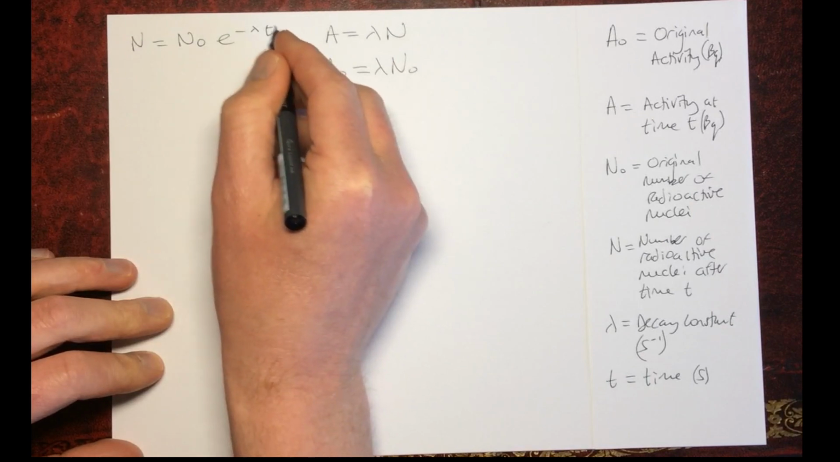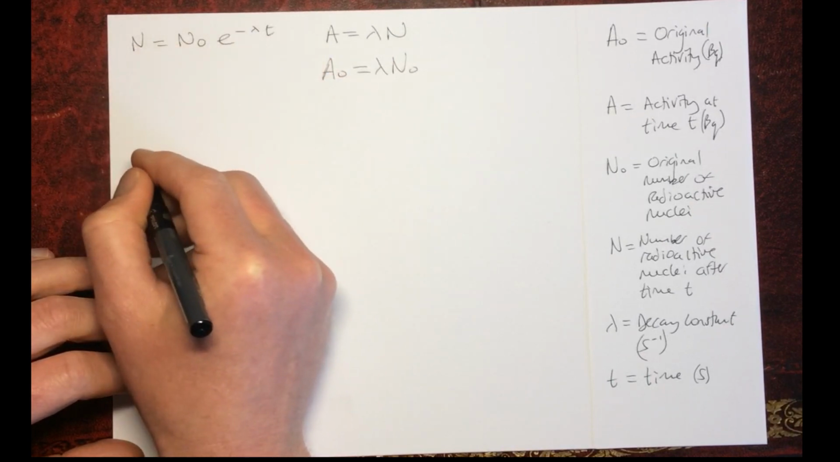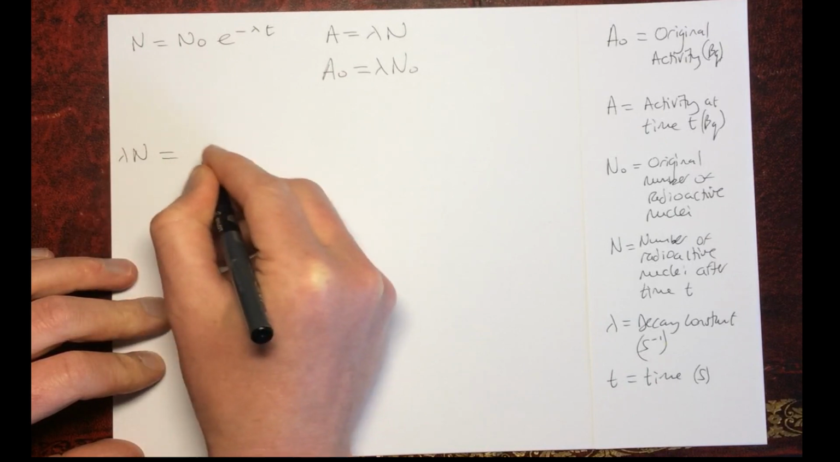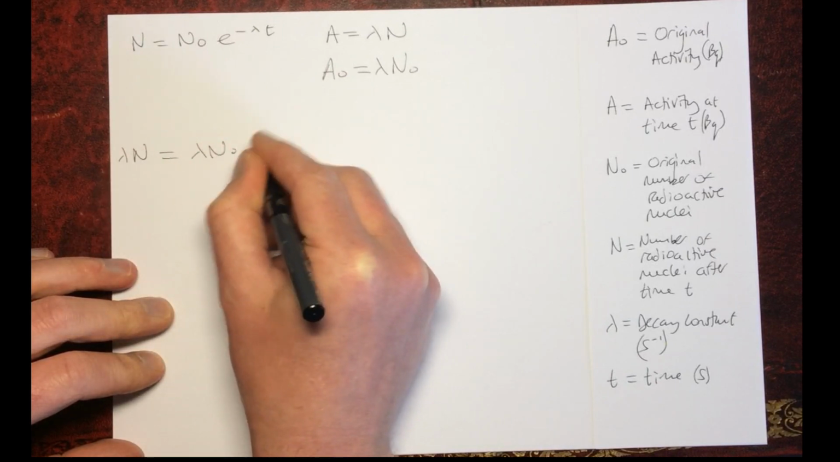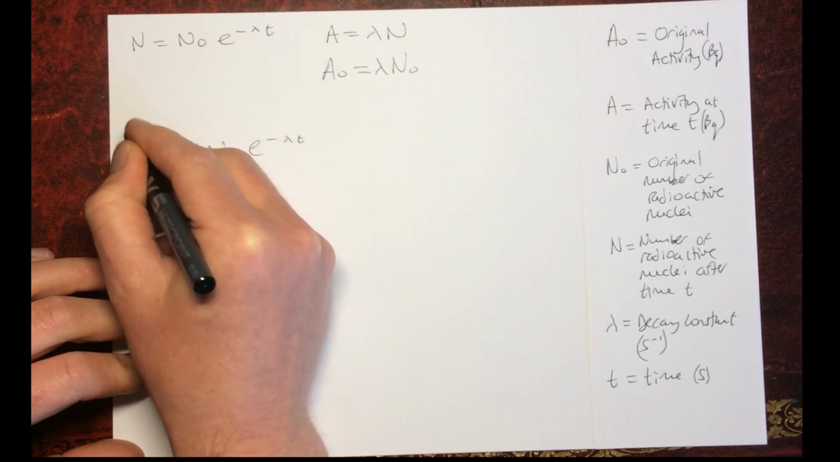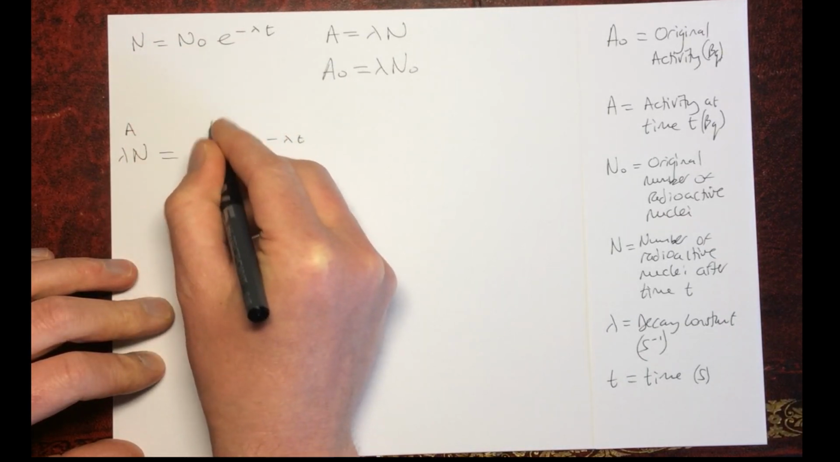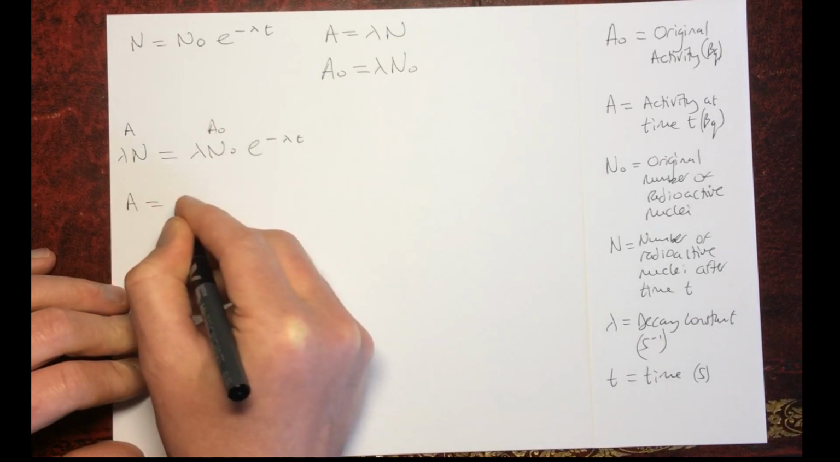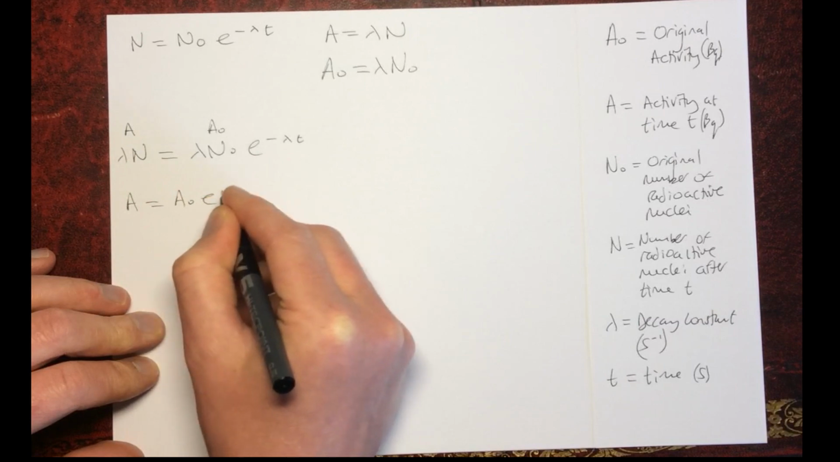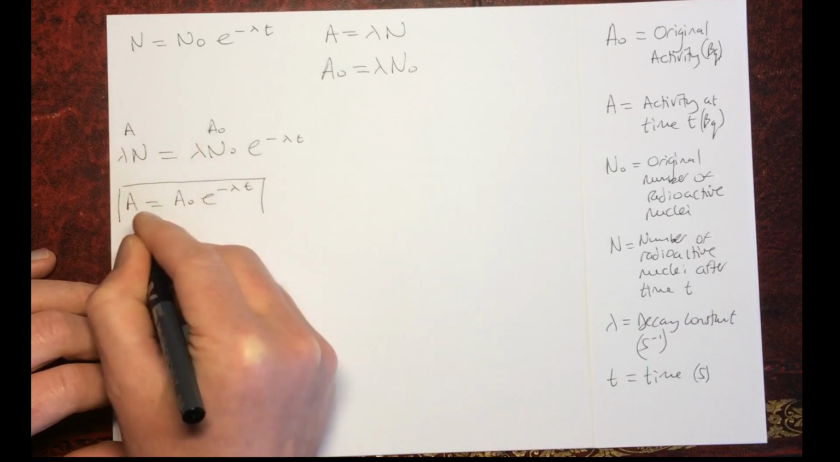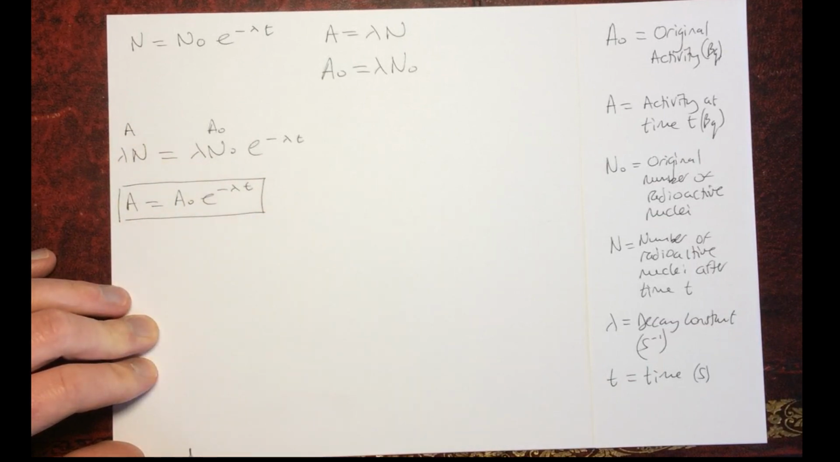Now, what we're going to do is take this equation and multiply both sides by lambda. So we're going to get lambda N equals lambda N naught e to the minus lambda t. Hopefully you can see that this here is equal to A, and this is equal to A naught. And that means that A equals A naught e to the minus lambda t. And this is the second decay equation, and this one's for activity.